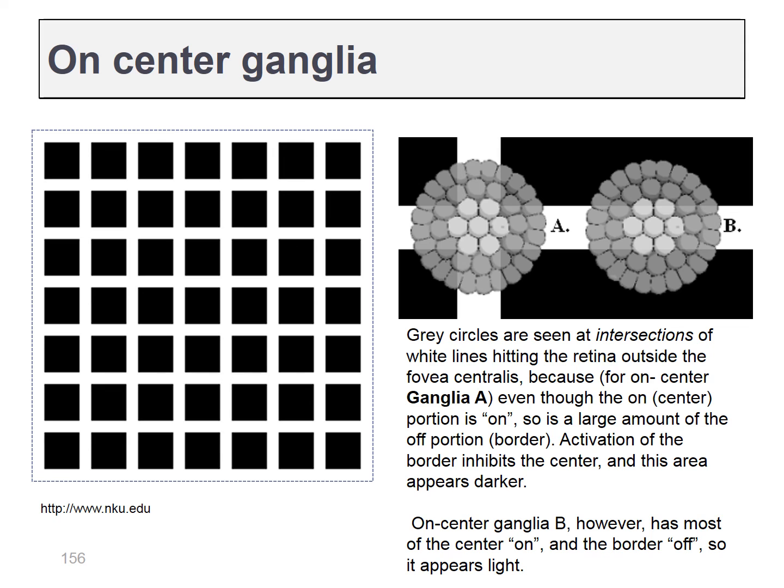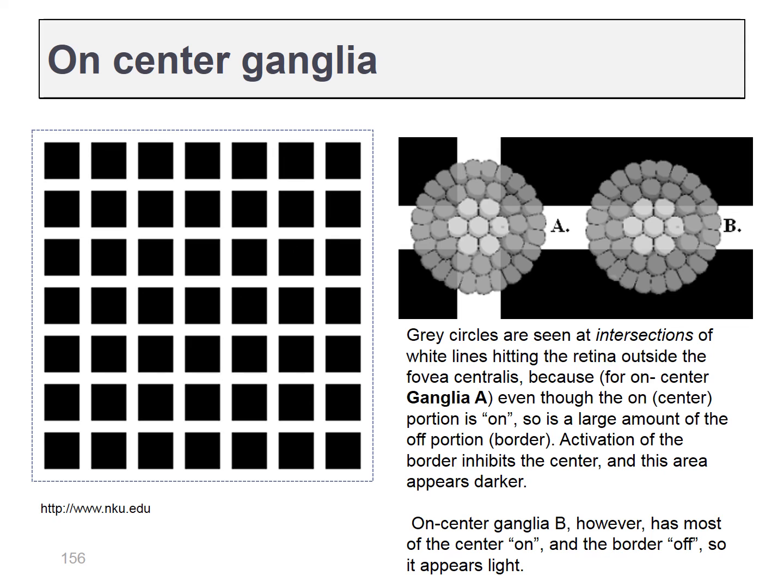The on-center and off-center ganglia will also explain this optical illusion here to the left. If you focus on any of the intersections, they'll appear white, but all of the others in your peripheral vision will appear to have a grayish circle in them. But if you move your eye around and look at different intersections, now they appear white, and the one you're no longer focusing on has a grayish circle. So why do the ones that we focus on always appear white, and the ones on the borders always appear to have a grayish circle?